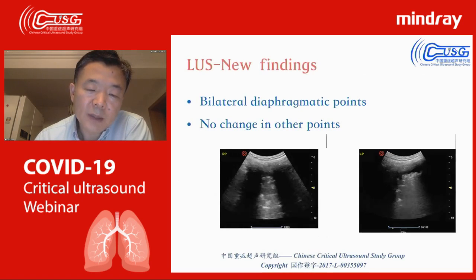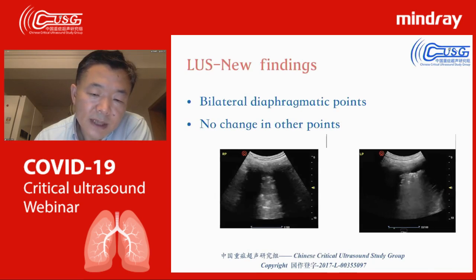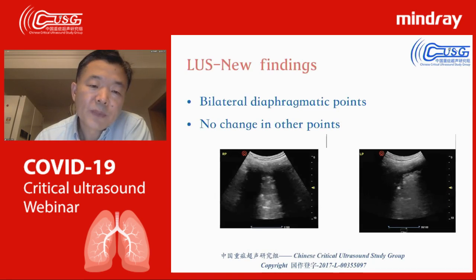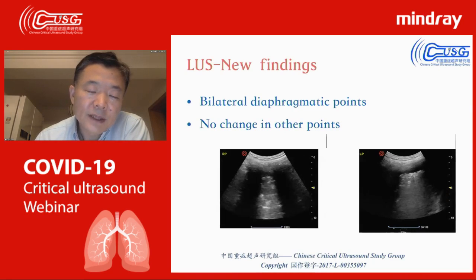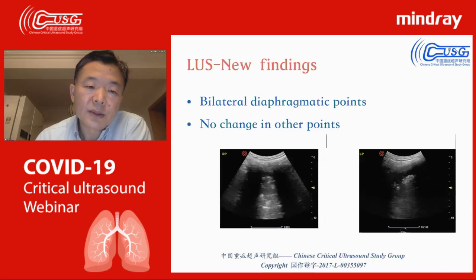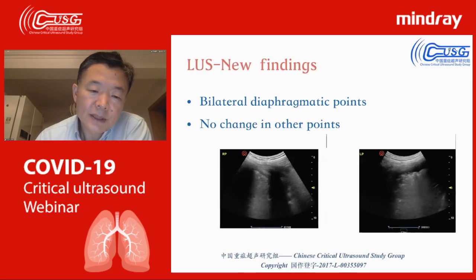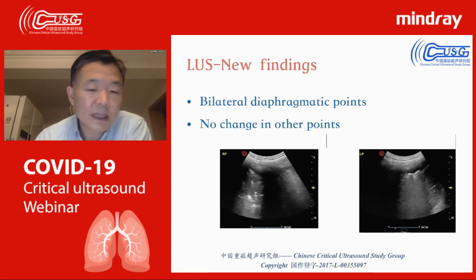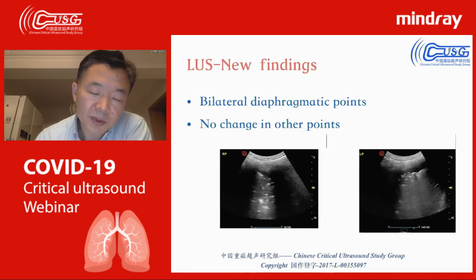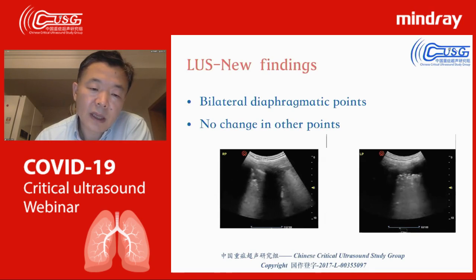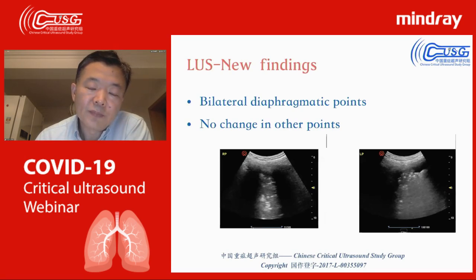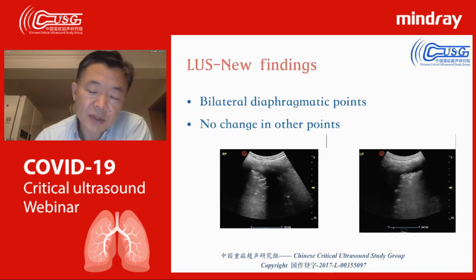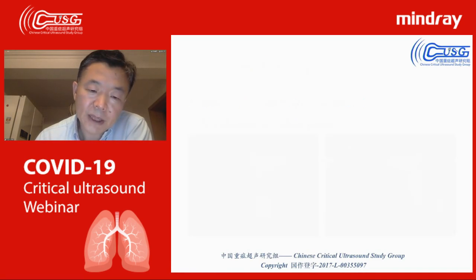You see some parts become consolidation. The airway bronchogram inside shows very bright points here. That is the bilateral diaphragmatic points. So during this part, you see the patient has just developed, I think, hospital acquired pneumonia. Maybe we can call it ventilator acquired pneumonia. So they have to think about changing the treatment strategy for the patient.